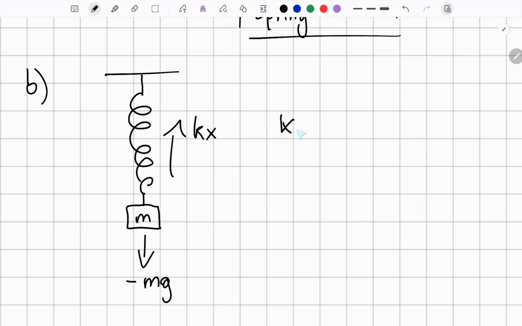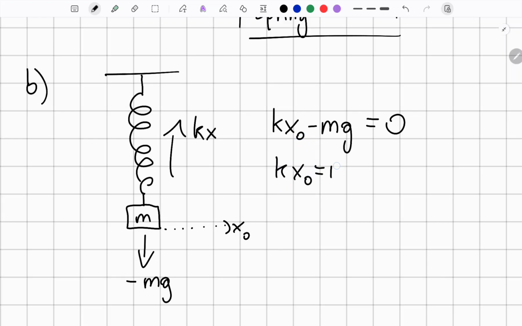So at equilibrium, we can call our equilibrium point, so whatever this point here is, x naught, and at equilibrium, kx naught minus mg is going to equal 0. The forces are going to cancel each other out at equilibrium, and the system is going to be at rest. So using this, we can find an equation for what our x naught will be. kx naught equals mg. That means that our x naught is going to equal mg over k.